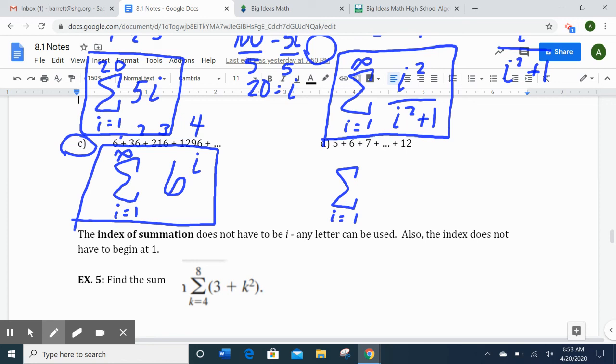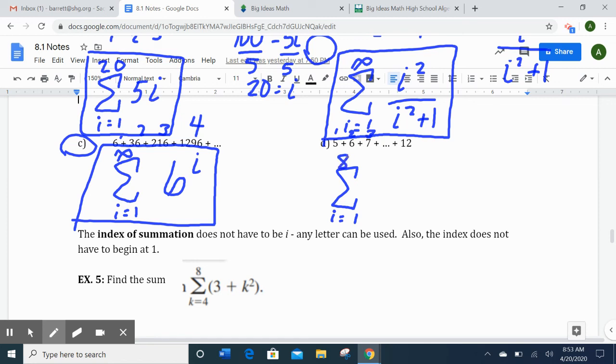Okay, letter D, 5 plus 6 plus 7, all the way up to 12. So it looks like the first term is 5, the second term is 6, and the third term is 7. So what are they? Well, they're adding 1 each time. So the fourth term is 8, the fifth term is 9, the sixth term is 10, the seventh term is 11, the eighth term is 12. So it goes from 1 to 8.